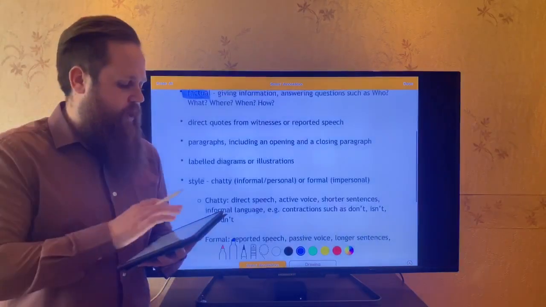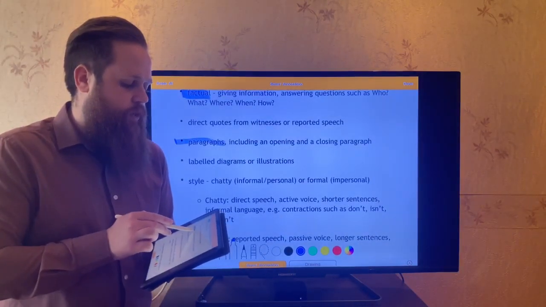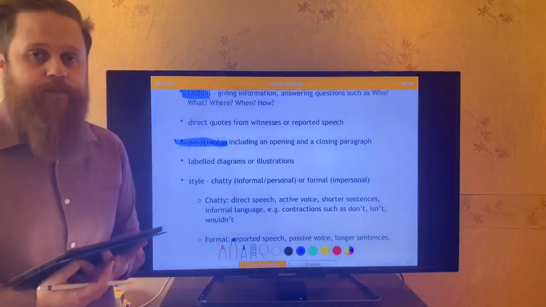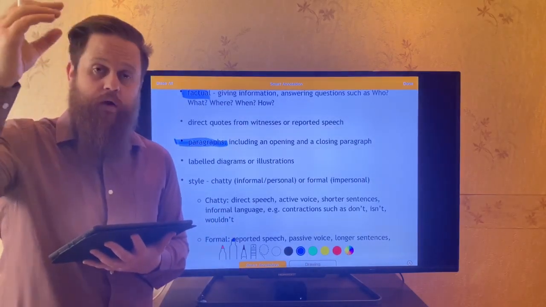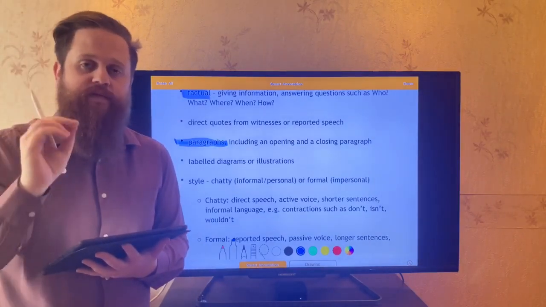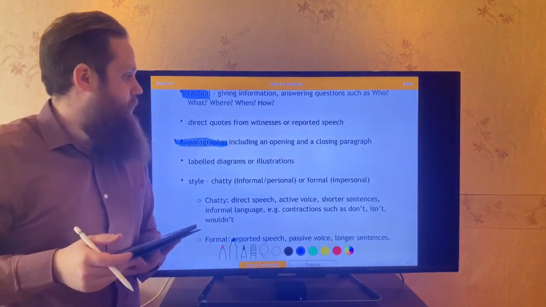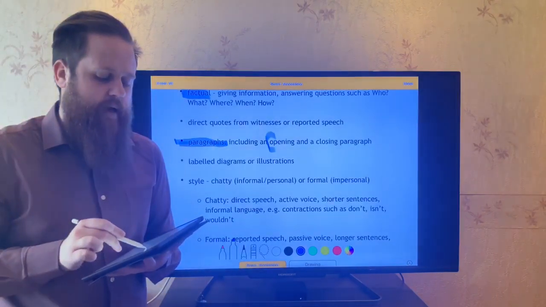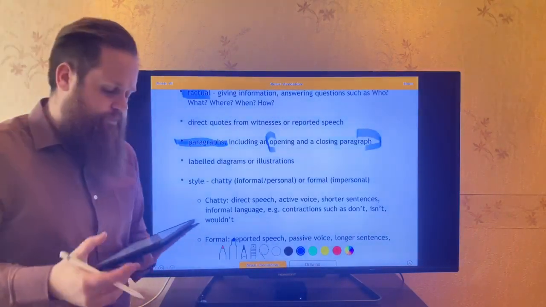You may want to include direct quotes. Again, another key one, you must have paragraphs. We've already talked about the subheadings. Remember, subheadings should have their own line, they should be underlined, they should be very clear what you're going to be talking about. And you will need that opening and closing paragraph as well.